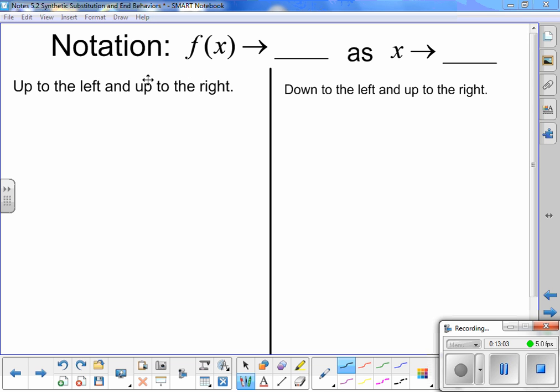So notation: f of x goes to something as x goes to something. This is where a lot of people get confused. So f of x, when we first learned about it, we said it's the same thing as a y. So when I mention f of x, you should be thinking up and down. So let me grab my marker.